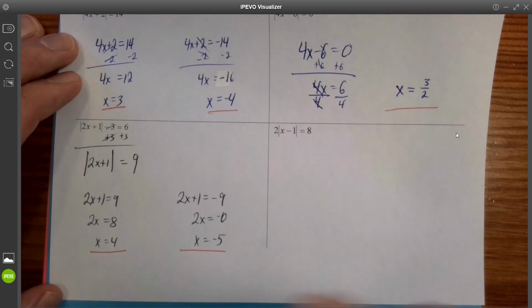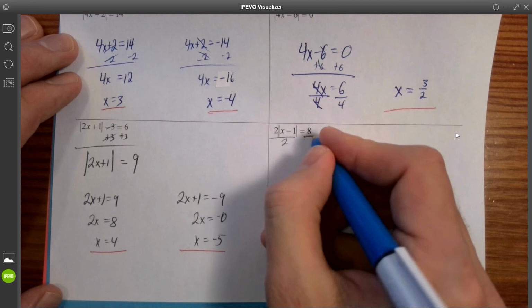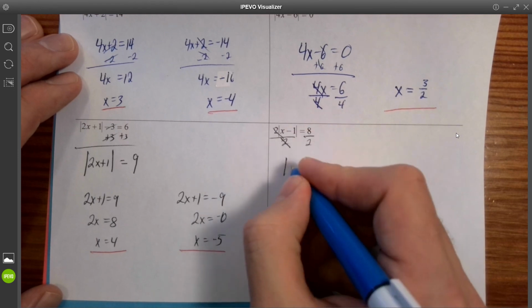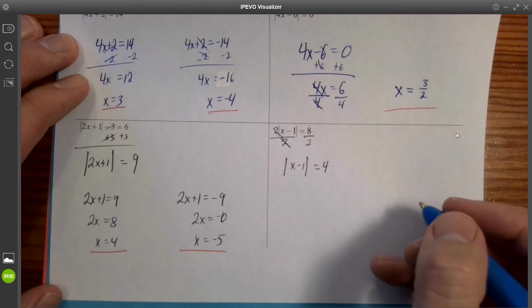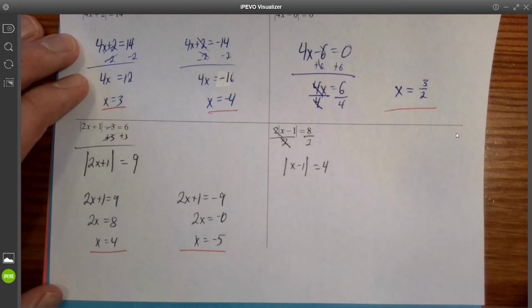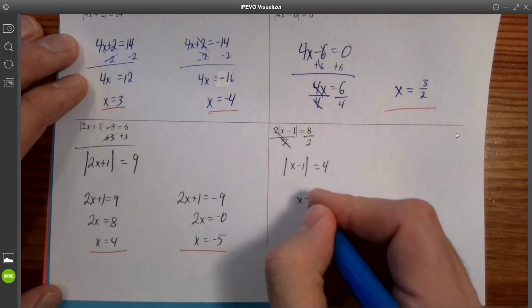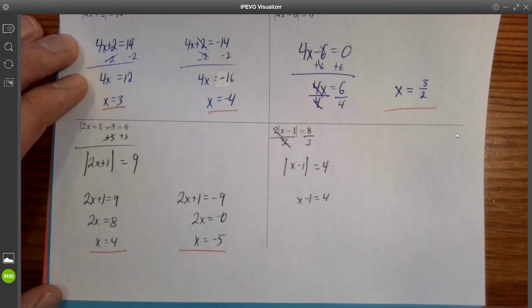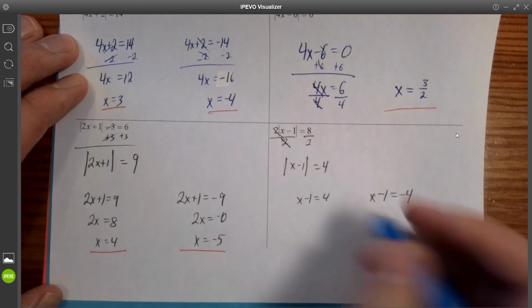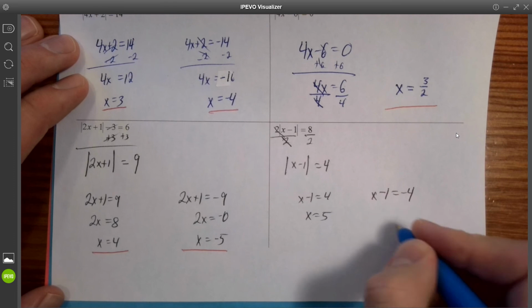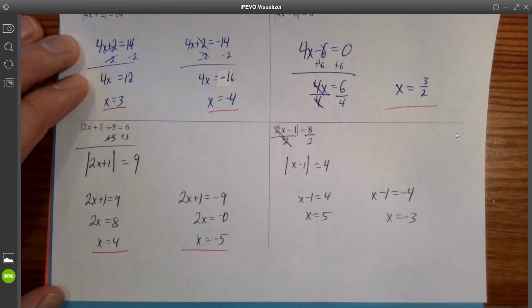But this next one, the bars are not alone. Let's divide by 2. And when I do, I have absolute value of x minus 1 equals, well, just 4. Just 4. Okay? And it's equal to a positive, so we're good. We're going to drop the bars, make it positive. Well, it was positive. We're going to drop the bars, make it negative, and we'll add 1 to this side. We'll add 1 to this side, and we have our two answers.